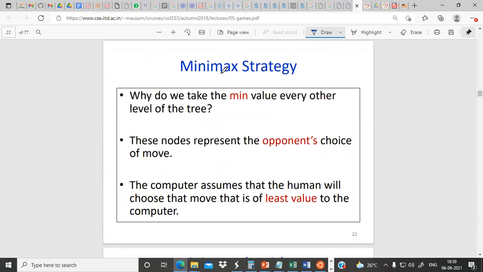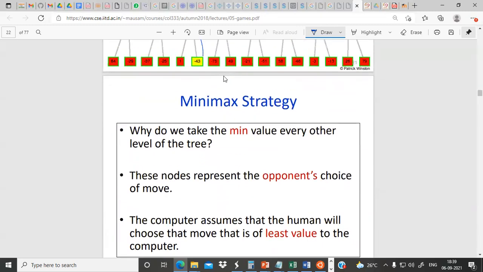Why do we take the minimum value at every other level of the tree? Because these nodes represent the opponent's choice of move. And we assume ourselves to be the computer. That is, player one is the computer. The computer always tries to maximize, whereas the opponent always tries to minimize. The computer assumes that the human will choose the move that is of least value.